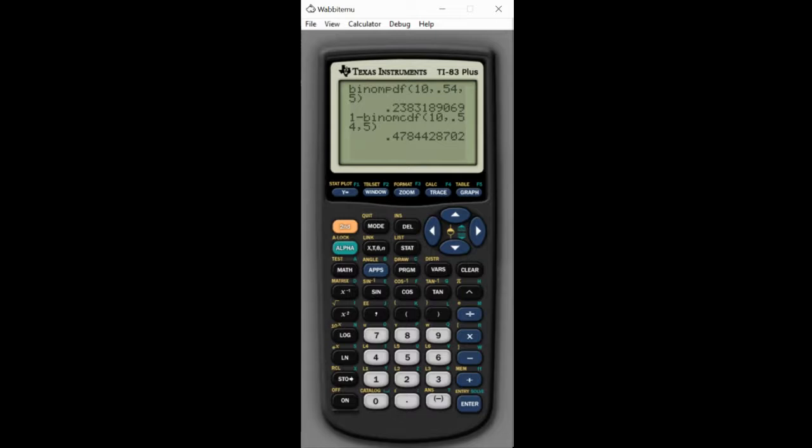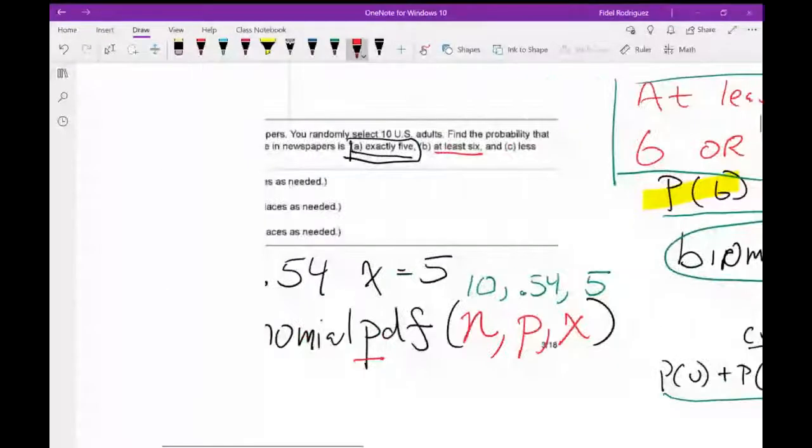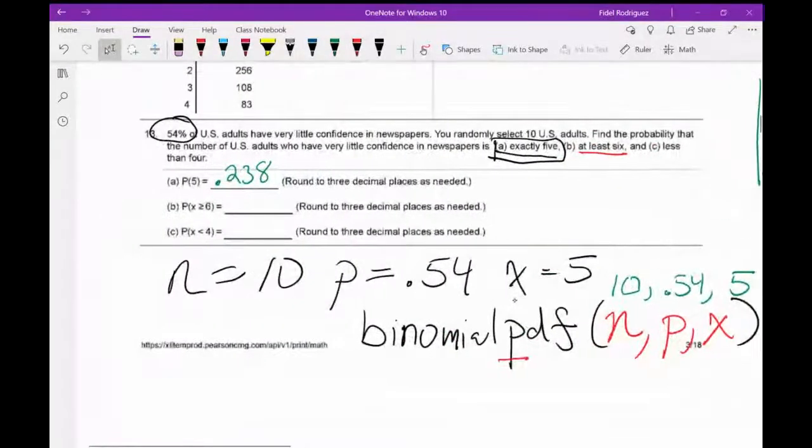So I'm going to stop sharing this right here. I'm going to come back to my review. And we said the answer was going to be 0.478. So right here, I'm going to write in 0.478. Okay.